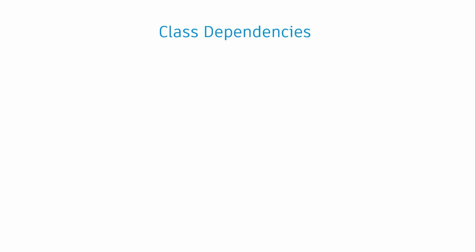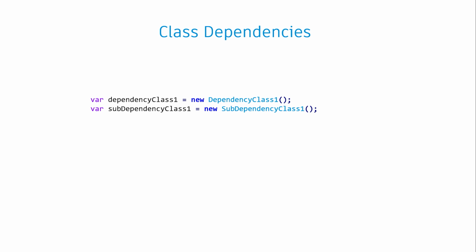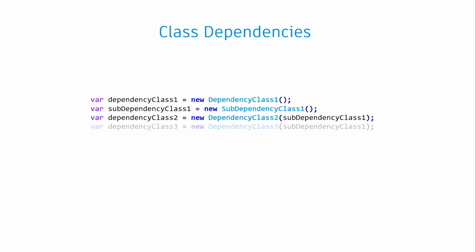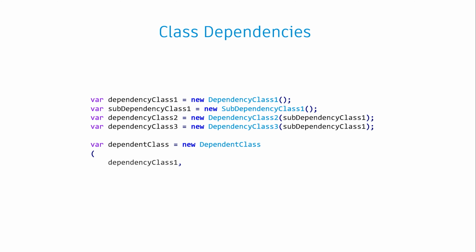First, we instantiate the dependency class 1. Then, we need to instantiate 2 and 3. But to do that, we actually need to instantiate the subdependency 1 first. Then, we instantiate dependency classes 2 and 3, which take that subdependency as a parameter. Then, we can finally instantiate our main class. I'm putting it in multiple lines here just to make it a little bit easier to read. We'll pass all these arguments to the main dependent class.